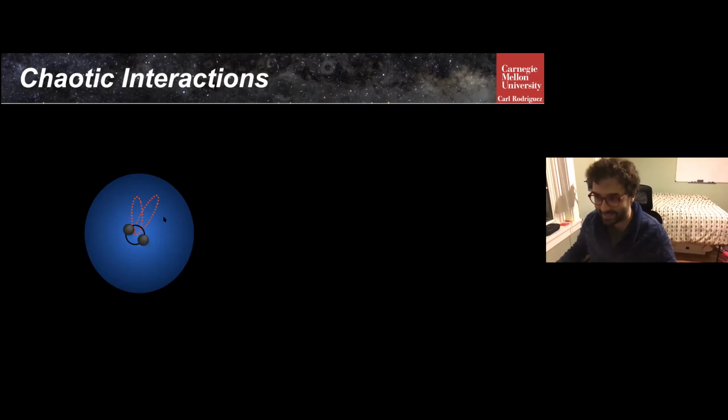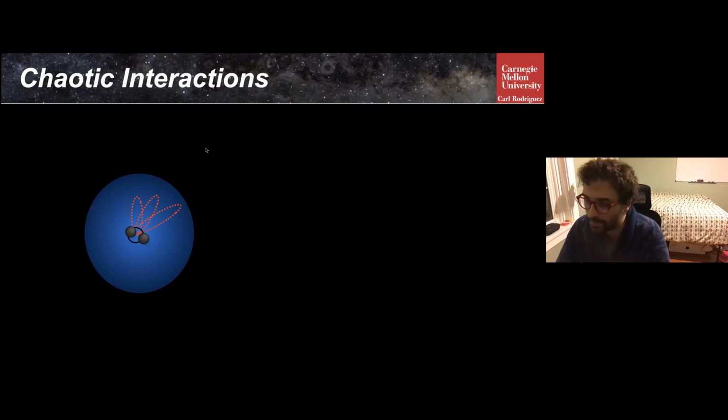And this happens again and again, each time characteristically shrinking the binary and sending it onto a further excursion out into the halo of the star cluster. When I say halo, by the way, I don't mean dark matter halo. It's an unfortunate confusion of terminology. I really just mean the outer regions of the star cluster.